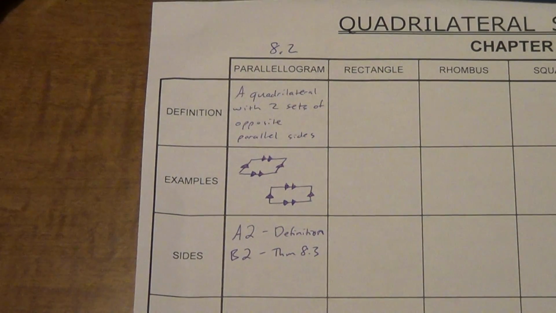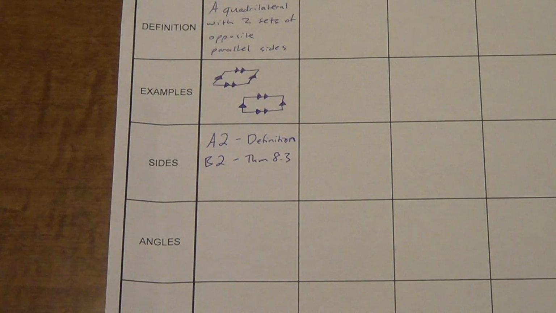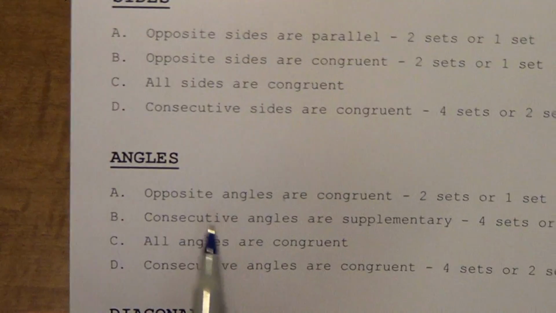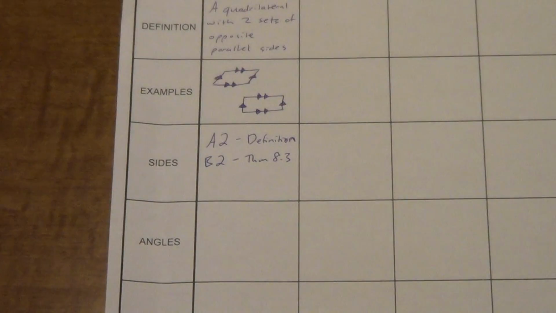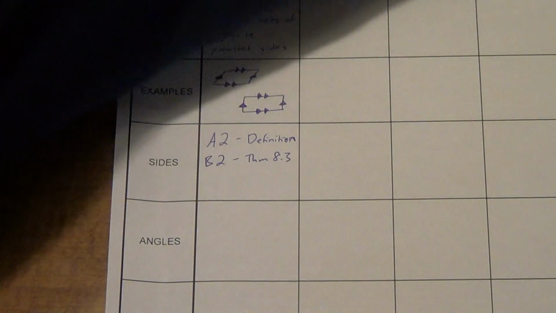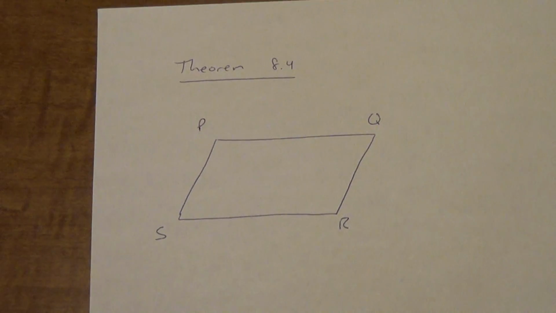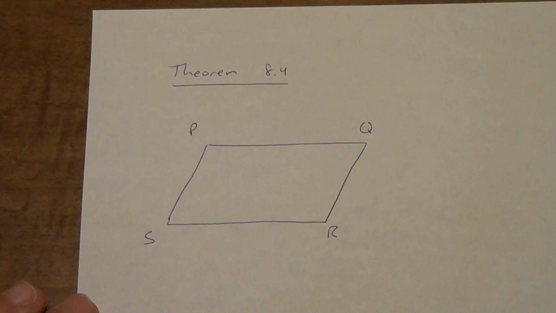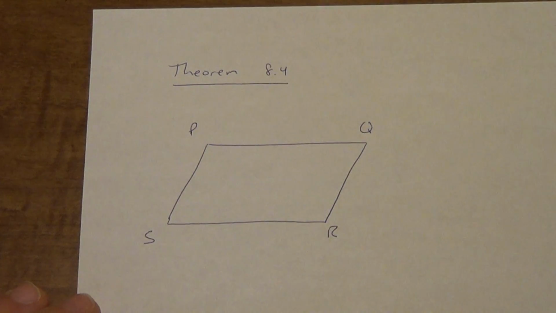Okay, so let's come down to the angles part. We're going to start filling this in. Let's look at the very first thing that angles says here. Opposite angles are congruent. Two sets or one set. Well, let's look over here at this one. This is Theorem 8.4. We're going to try to prove that the opposite angles of a parallelogram are congruent. Now, we can actually do a lot of the same work we just did.